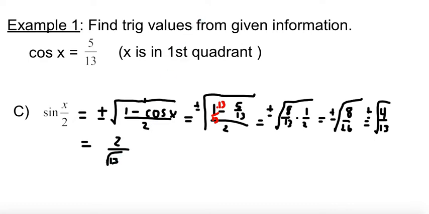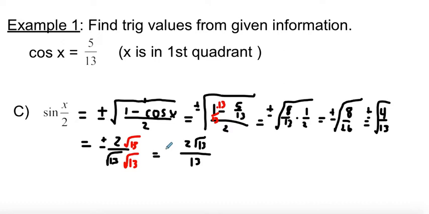Can't leave a square root down there in the denominator, so I've got to multiply the numerator and denominator by the square root of 13. So really, we end up there with 2 square root of 13. Square root of 13 times the square root of 13 is the square root of 169, which is 13. And remember, this is plus or minus, so we're going to have to make a decision about this.